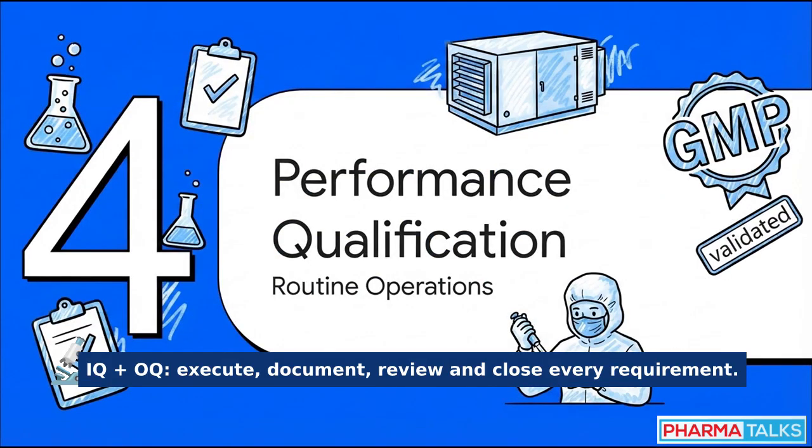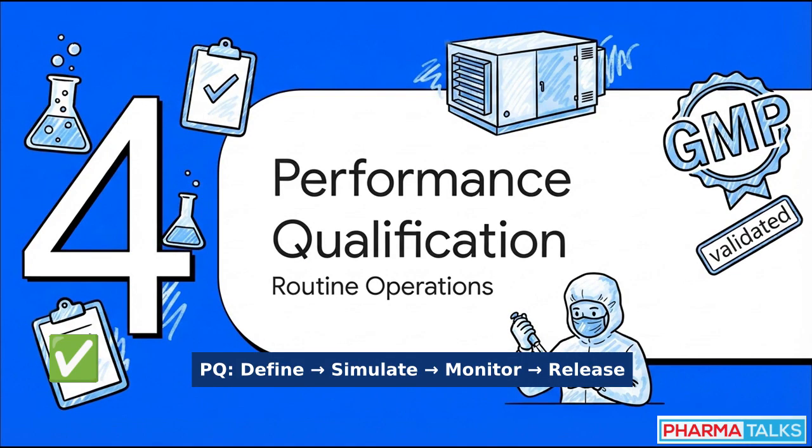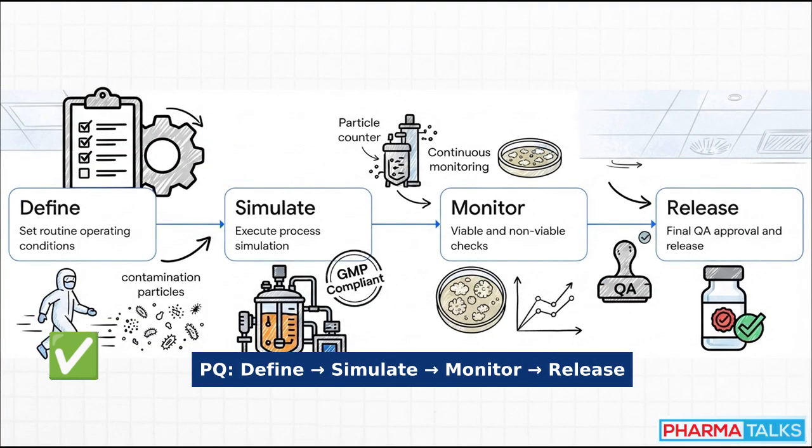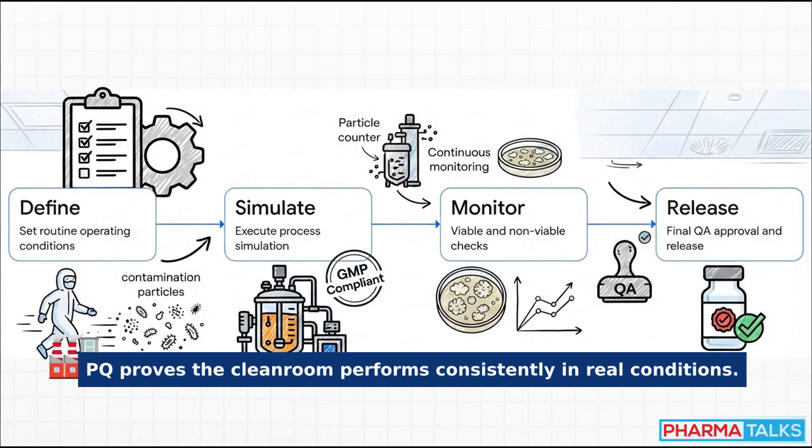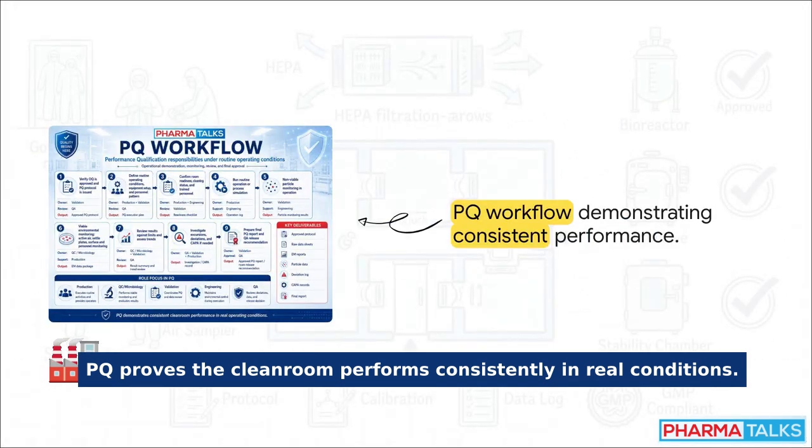Next up, Section 4, Performance Qualification, or PQ. The PQ phase introduces routine operating conditions, which, honestly, is where things get really challenging. We aren't just testing an empty room anymore. Now we're heavily relying on continuous environmental monitoring and process simulations with real people moving around inside the space. And remember, humans are literally the single biggest contamination risk in any clean room.